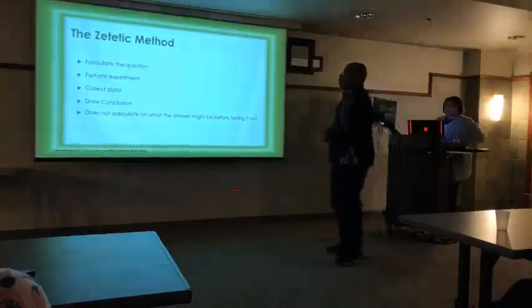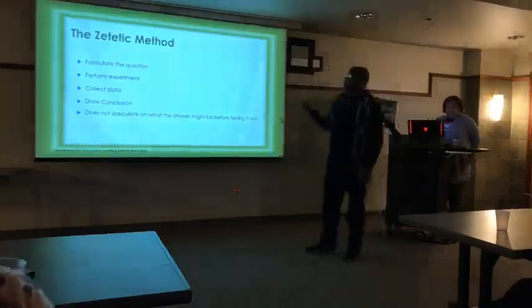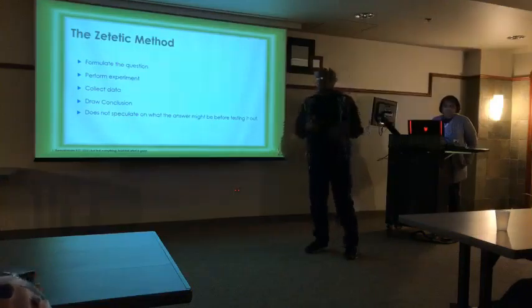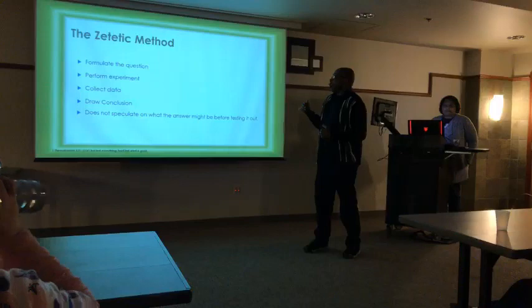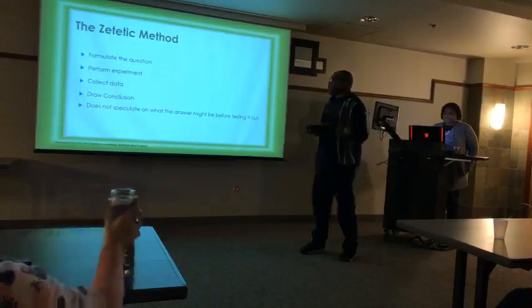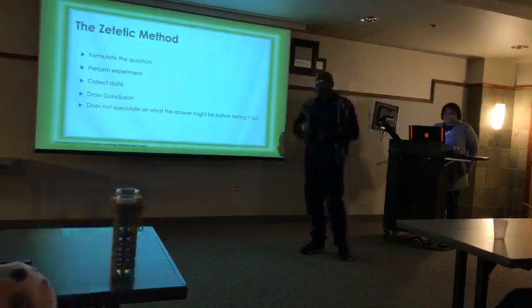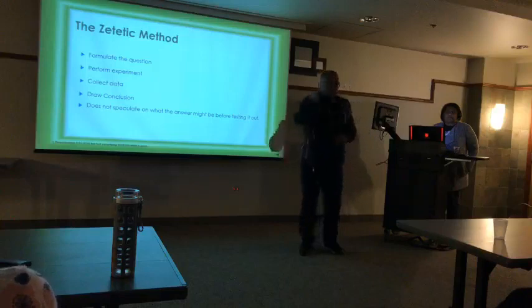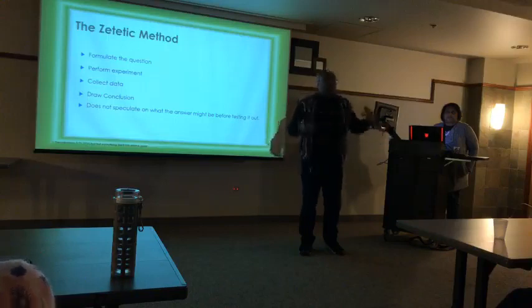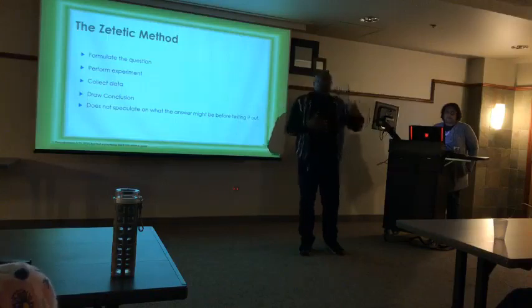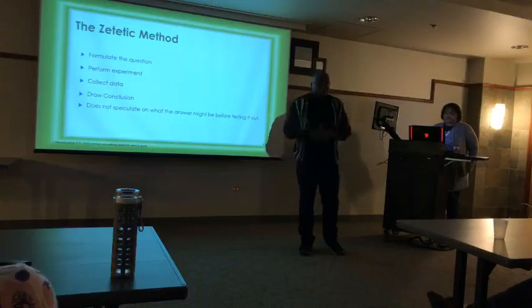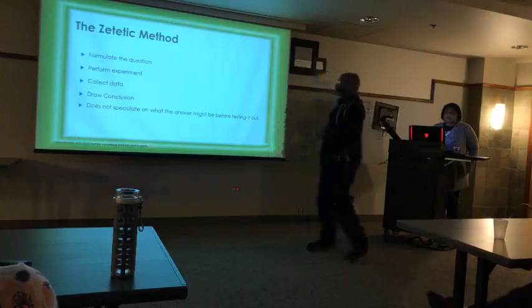I want to start out with the zetetic method, which I prefer as opposed to the scientific method, where you formulate a question, perform an experiment, collect data, draw a conclusion, and do not speculate on what the answer might be before testing it out. Basically, you see it, that's what it is. Now you do some experiments to make sure what you're seeing is what you're seeing, because there are some things like perspective that will screw with what you're seeing. But for the most part, if that's exactly what you see and that's what it seems to be, that's usually what it is. It's really that simple. So let's go to the next slide.